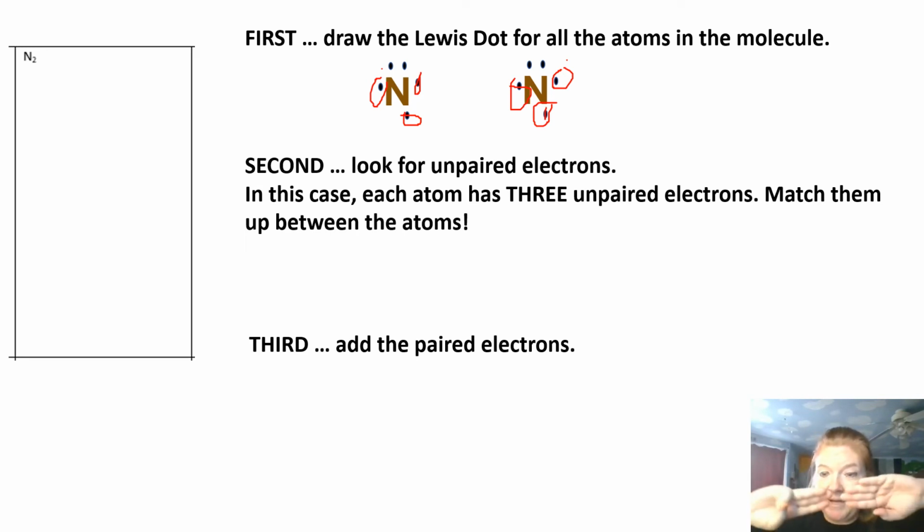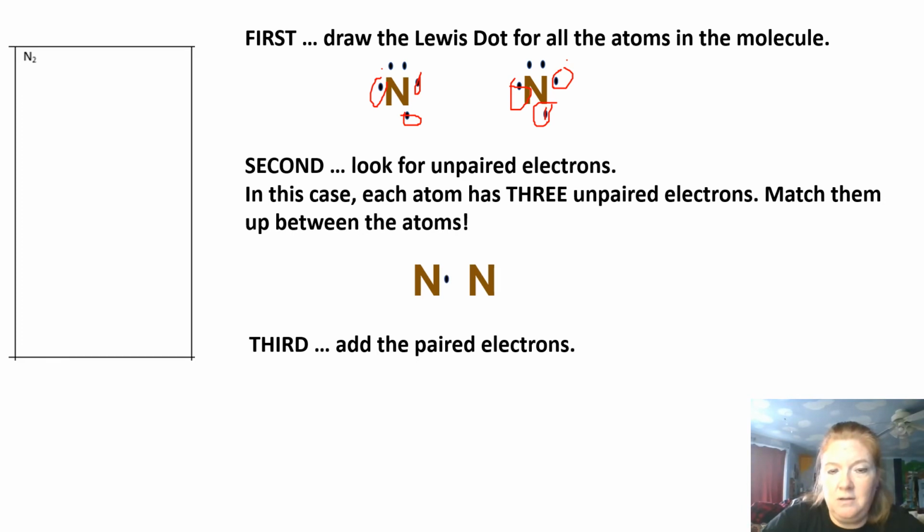So I'm going to match up the 3 from this one and the 3 from this one. So like this. So each one had 3. So 3 from this nitrogen, 3 from this nitrogen. Match them up. Now I need to add the unpaired electrons. So see, this nitrogen has 2, this nitrogen has 2.